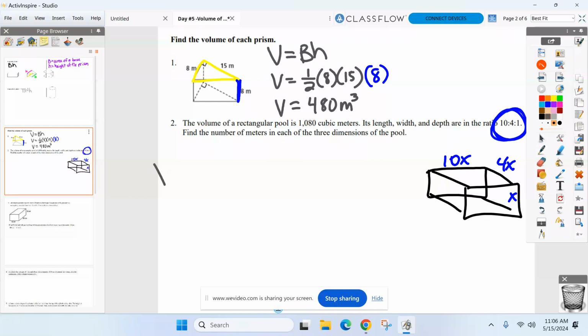It's a rectangular pool, V equals B times H. Substitute in 1080 for volume. Area of the base times the height. So I should have 10x times 4x times x.